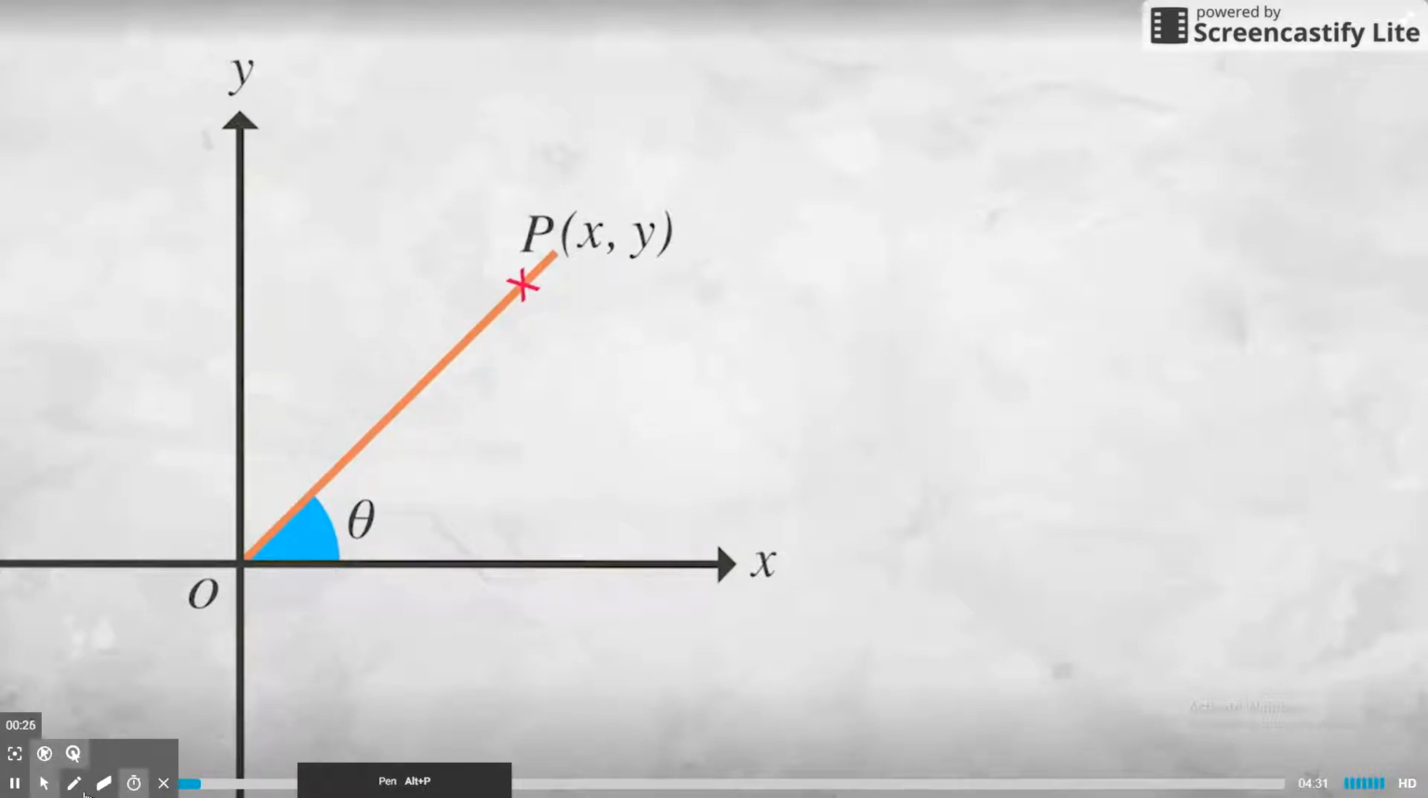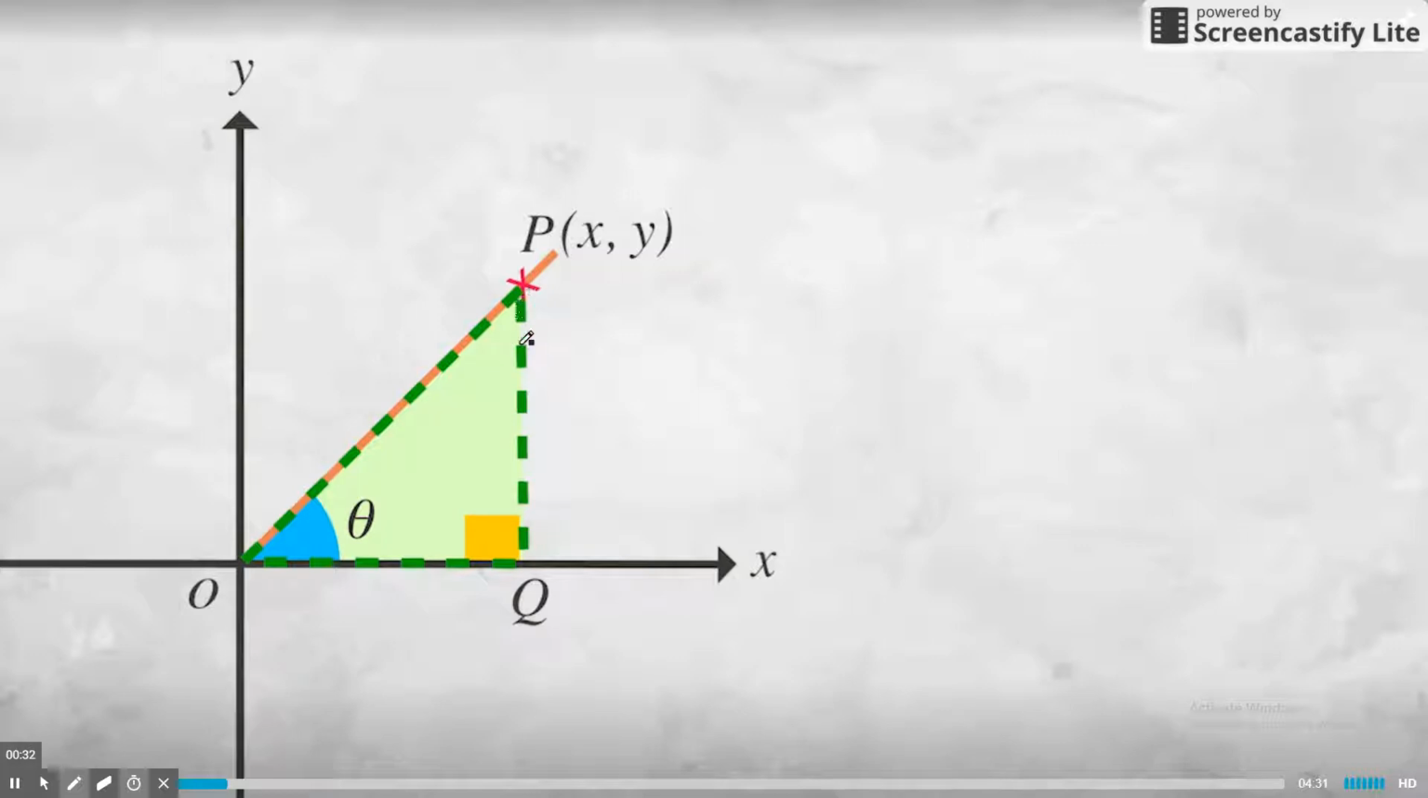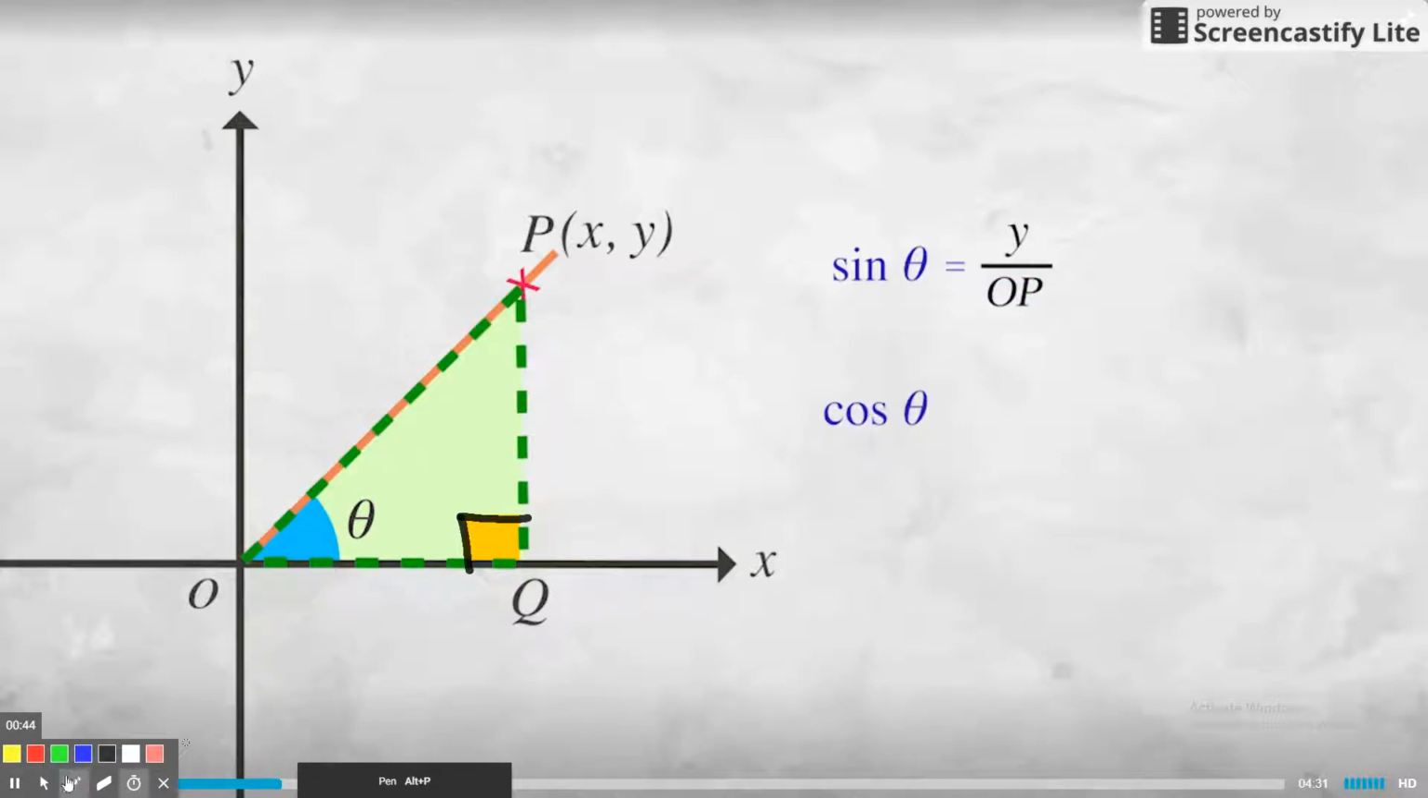Let's recall how we define the sine and cosine of acute angles using the coordinate plane. We form the right-angled triangle OPQ and use it to help us define the sine of angle theta as the y-coordinate of P over the length of OP, and the cosine of angle theta as the x-coordinate of P over the length of OP.